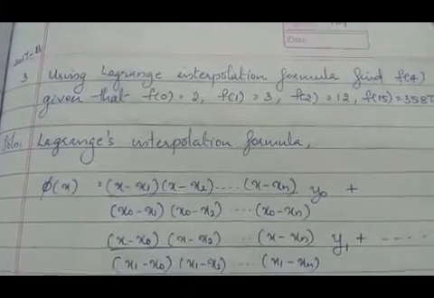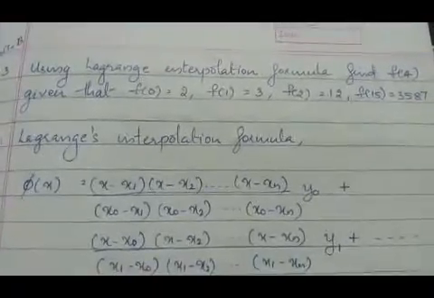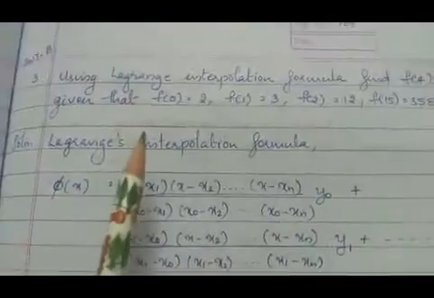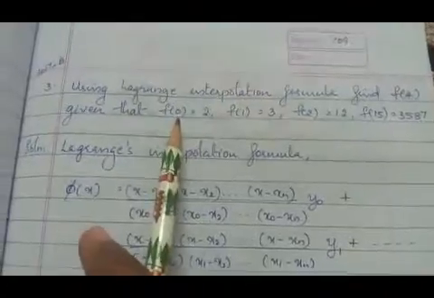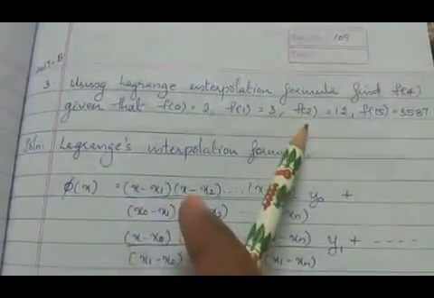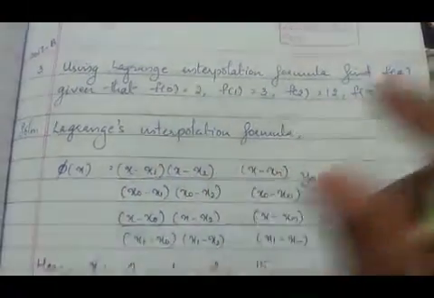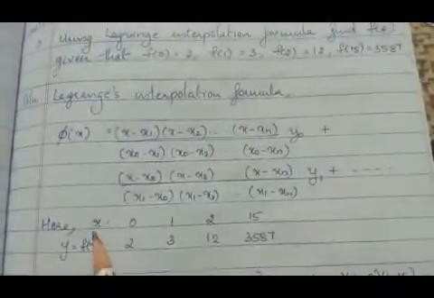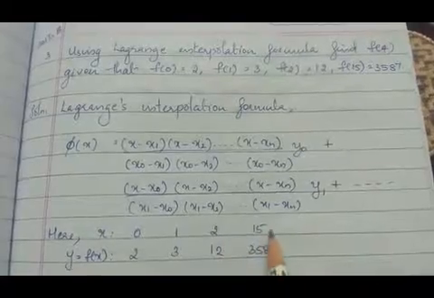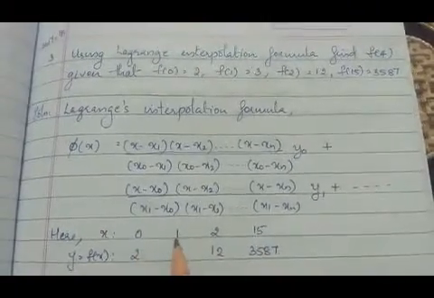Now we know that Lagrange's interpolation formula is used for unequal intervals. So we can check whether the given arguments are at unequal intervals. Here the argument values are 0, 1, 2 and 15. That is, the x values are 0, 1, 2 and 15.